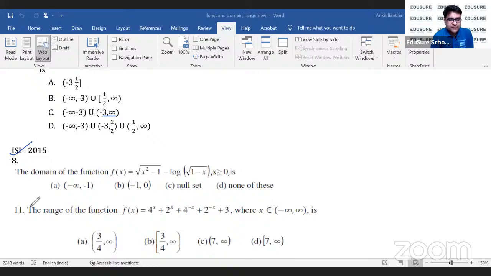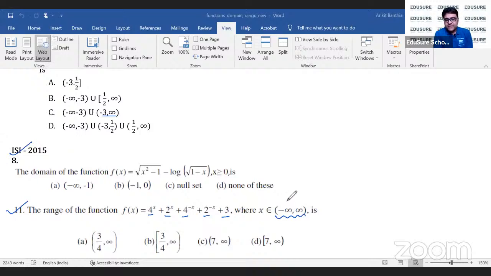So ISI 2015 question number 11. I need to find out the range for this. There are multiple ways to do this. Absolutely multiple ways. One of the ways is as follows. Look at this: 4 to the power x, 2 to the power x, 4 to the power minus x, 2 to the power minus x, and 3, where x is lying between minus infinity to plus infinity.